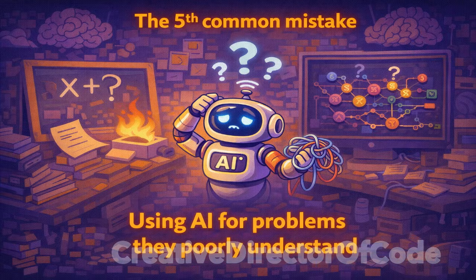The fifth mistake is using AI for problems you don't understand yourself. And I get why it happens. AI lowers the barrier to attempting things that used to require deep expertise. Need to set up a database? Ask the AI. Need to configure authentication? Ask the AI. It feels faster than learning the fundamentals, and for a while, it works. You're shipping features. You're making progress.